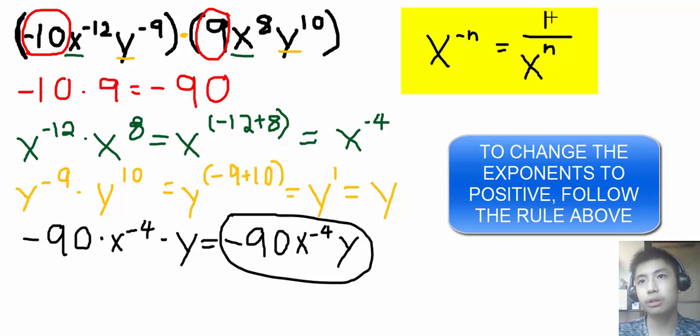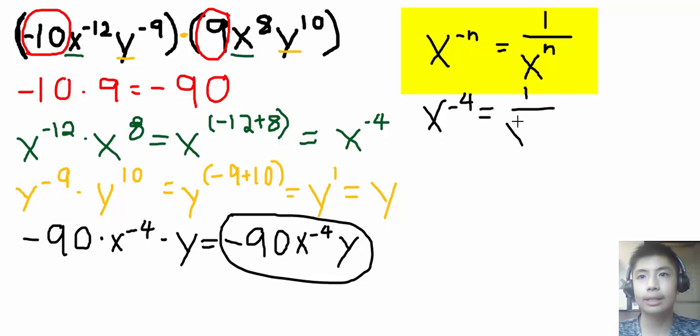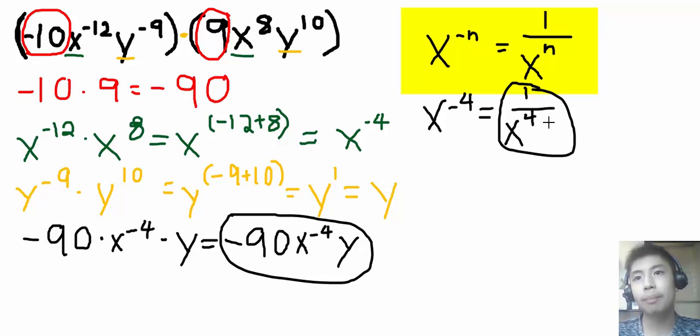The only change we have to do is we have to add 1 over that exponent. So applying this rule to x to the -4th, we can see x to the -4th is equivalent to 1 over x to the 4th. We just plugged in 4 for n, and we get 1 over x to the 4th. Now we have a positive exponent, which is what we want.